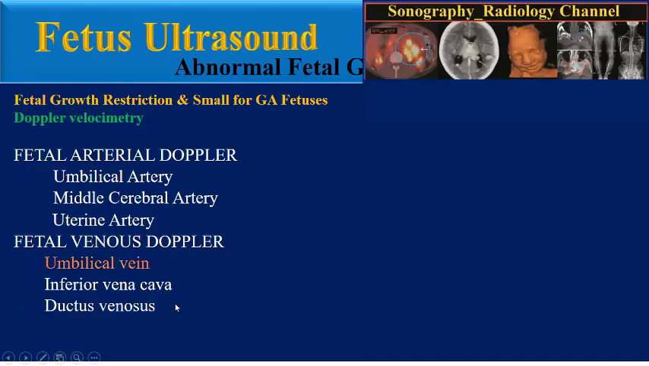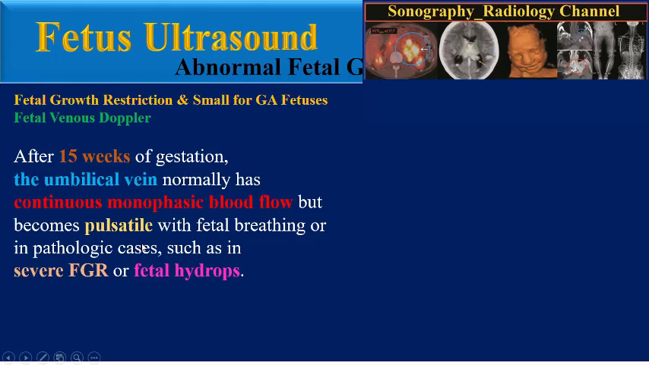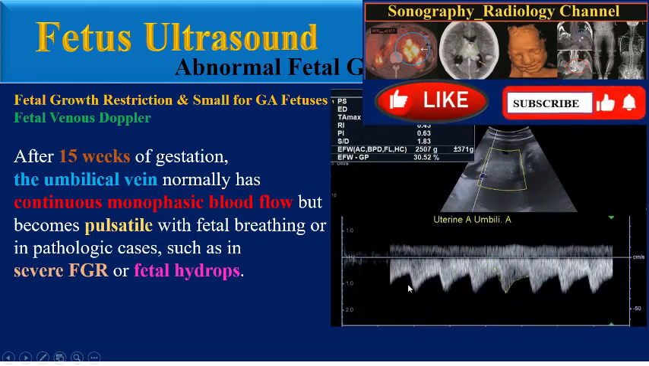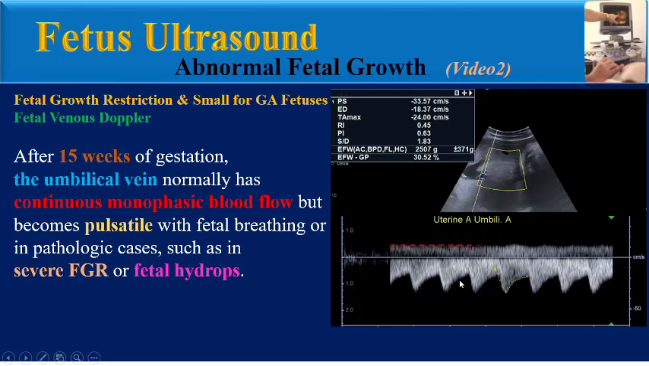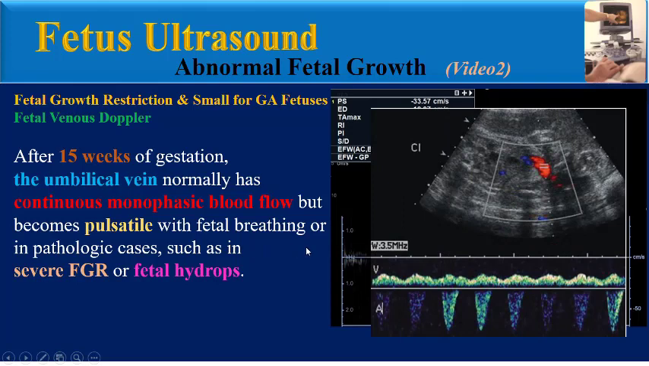Now, umbilical vein. After 15 weeks of gestation, the umbilical vein normally has continuous monophasic blood flow but becomes pulsatile with fetal breathing or in pathologic cases such as severe FGR or fetal hydrops. In this image, we can see abnormal flow with phasicity in the umbilical vein sampled near the cord insertion at the fetal anterior abdominal wall.